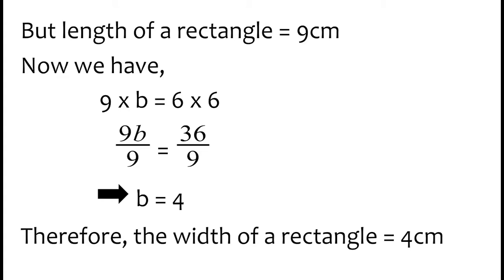To get the value of b, you divide both sides by the coefficient of b, which is 9. So 9b divided by 9 on the left equals 36 divided by 9. And 9b divided by 9, you'll be left with 1b, which is b. And 36 divided by 9, the answer is 4. So therefore, the width of the rectangle is equal to 4 centimeters.